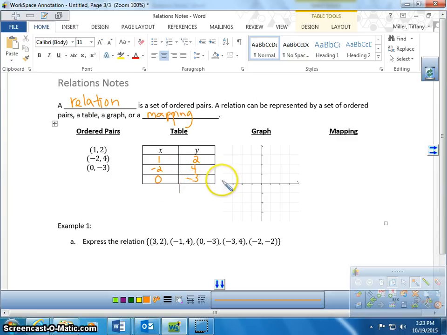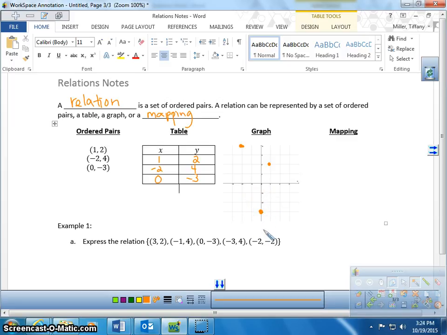Now I'm going to take these set of ordered pairs, or this relation, and put it into a graph. I'm going to plot the point 1, 2. So if we remember from yesterday, for 1, we go over on the x-axis, which is the horizontal axis. I'm going to go over 1, and then I'm going to go up 2. Then I'm going to do the same thing for the next ordered pair, except I'm going to go over negative 2 on the x-axis, and then I'm going to go up 4. And lastly, I'm going to go over 0 and then down negative 3.